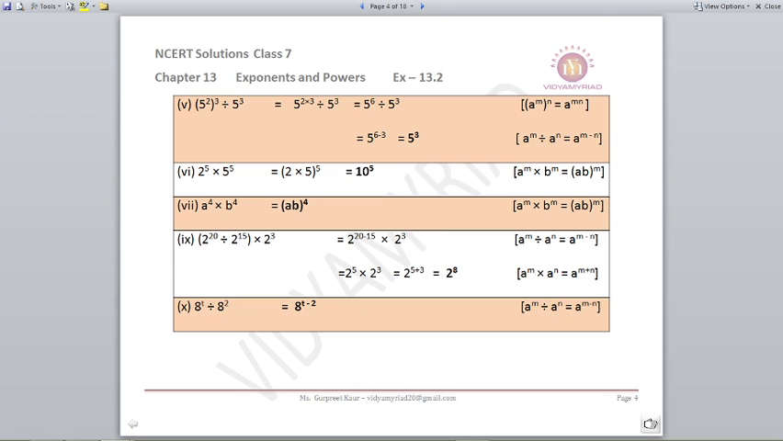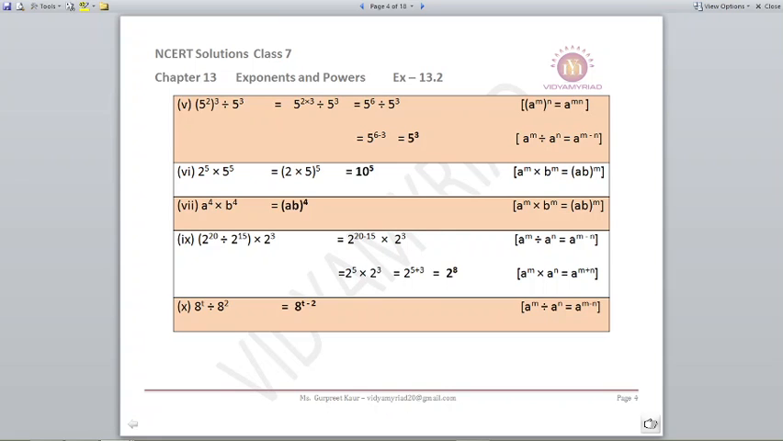Next, 5 raised to power 2 the whole 3 divided by 5 raised to power 3. So first we will solve the first bracket. So 5 raised to power 2 the whole 3 means we will multiply the power, that is 5 raised to power 2 multiplied by 3. That will give you 5 raised to power 6 divided by 5 raised to power 3. Now it's a division case. Base is the same, we will subtract the power. That is 5 raised to power 6 minus 3 gives you 5 raised to power 3.